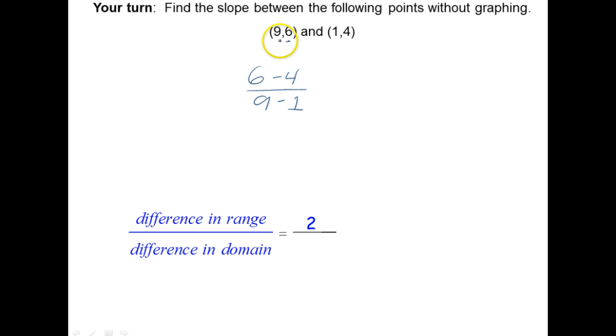So when I start with the biggest number, it prevents us from dealing with nasty negatives, but sometimes we cannot avoid them. So 6 minus 4 will be 2, 9 minus 1 is 8, and when we simplify, we will get 1 over 4. So the slope here will be 1/4.